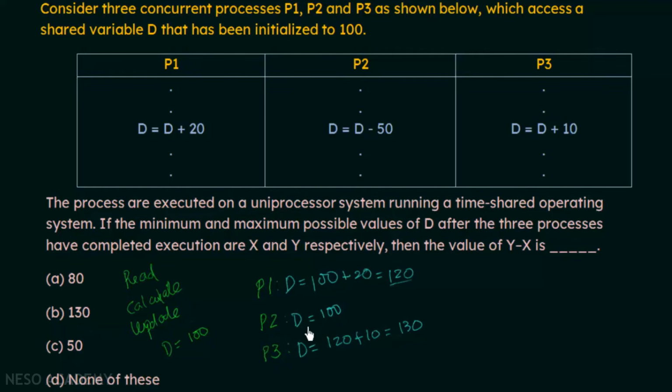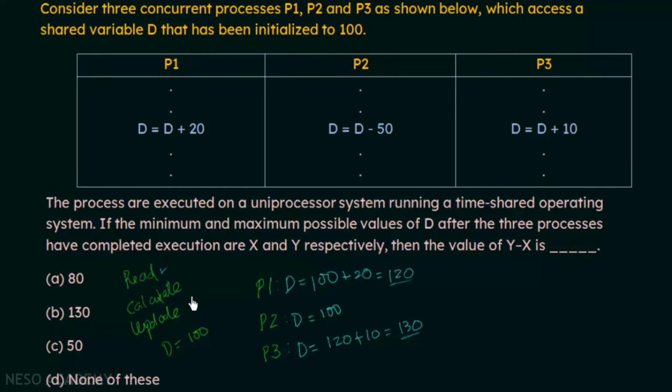So what will happen here? It is still thinking that the value of D is equal to 100. So according to P2, the value of D is still 100. We know that the final value here is now 130. But when P2 read, at that time the value was 100. So if it is not reading again, it still has that value as 100.